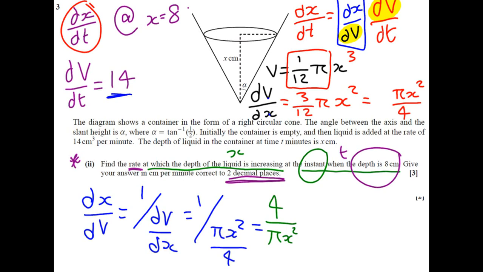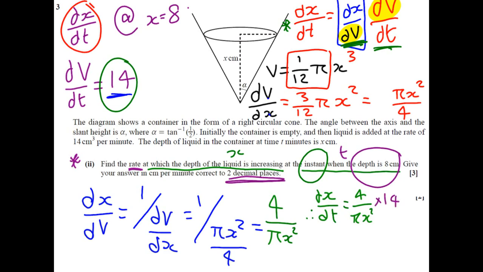Now as we said, we can combine these two using the chain rule to get dx by dt by timesing dx by dv, which is 4 over pi x squared, times by dv by dt, which we were given in the question as 14. 4 times 14, double it and double it again, 56 over pi x squared. And we said at the start we want to know this value when x is 8.